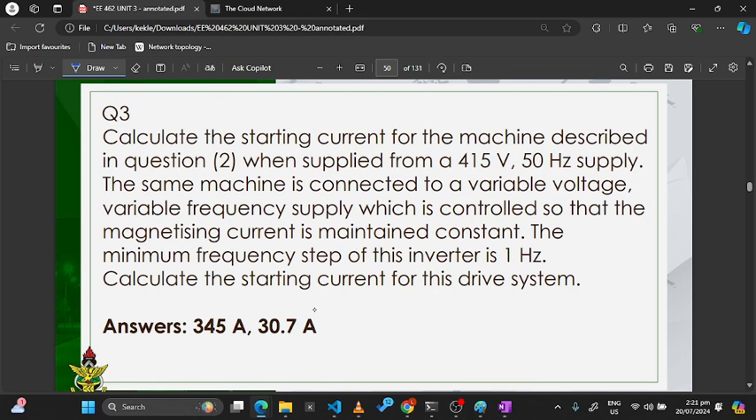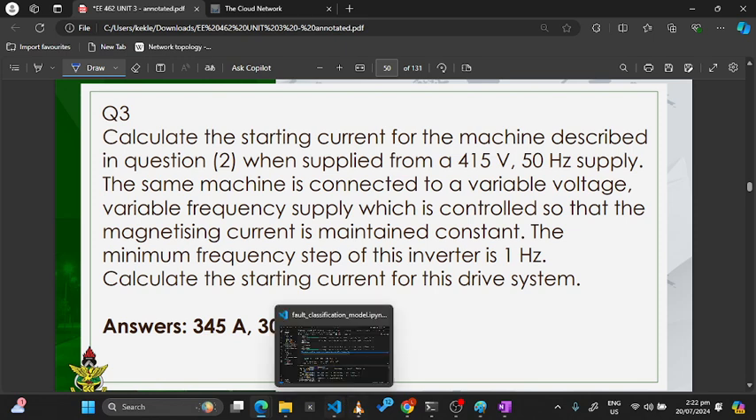Depending on what you want, did you say we should maintain the same assumption? Let me read the entire question. The same machine is connected to a variable voltage, variable frequency supply, which is controlled so that the magnetizing current is maintained constant. The minimum frequency step of this inverter is 1 hertz. Calculate the starting current for this drive system. Okay, so first of all, this is our system.